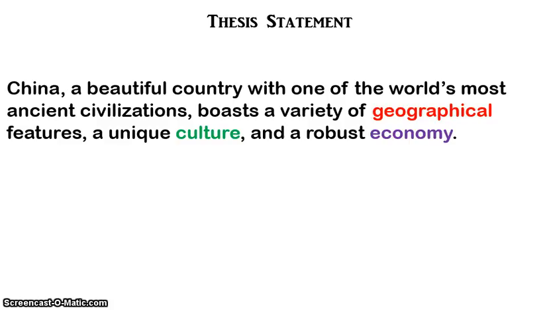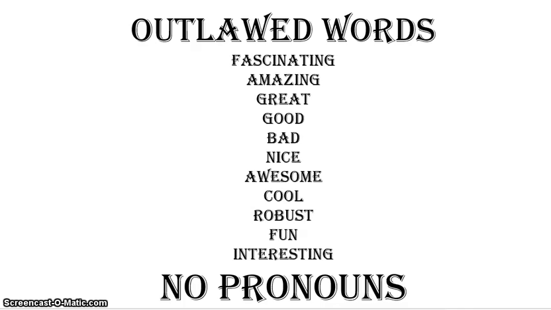Now, to go back to some of the adjectives and stuff, home teachers, these are the words that we've outlawed. They can't use fascinating, amazing, great, good, bad, nice, awesome, cool, robust, fun, interesting. And something that we need to remember for the future, and I will keep reminding you of this when we get to the geography paper, they are not allowed to use pronouns in an expository paper, okay? They can get away with using it, but no personal pronouns like I, me, we, she, they, all of that. That will not be allowed. So they cannot use pronouns in an expository paper.